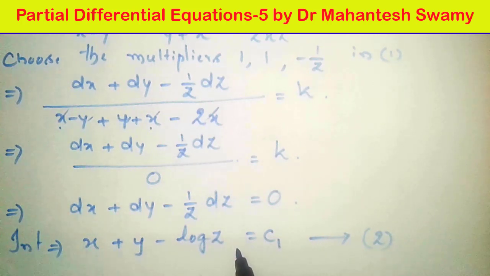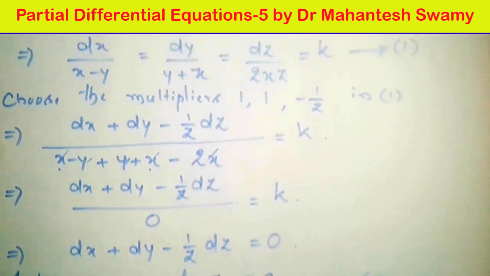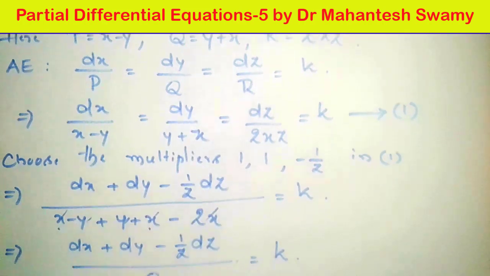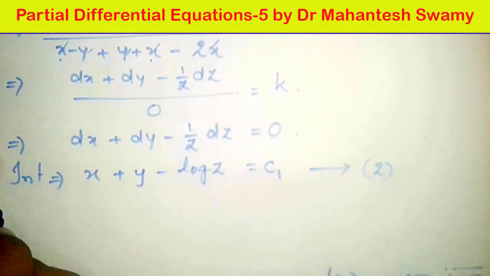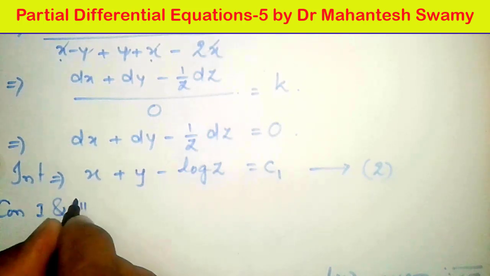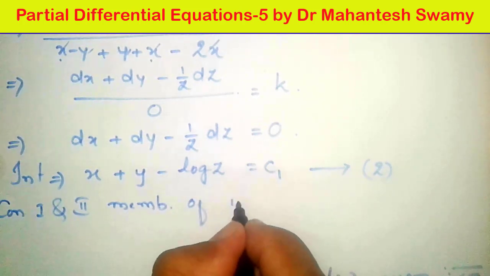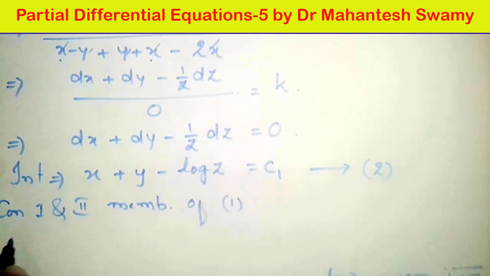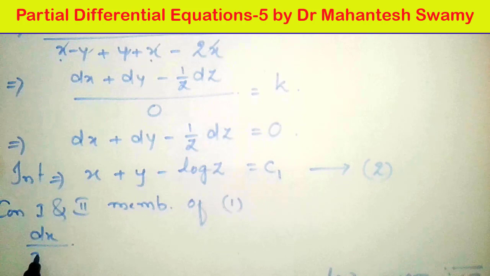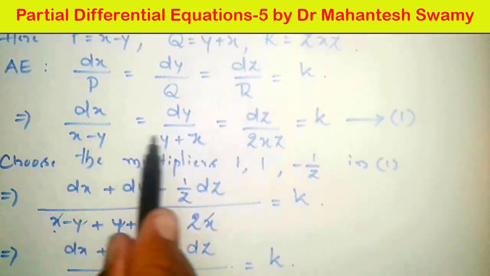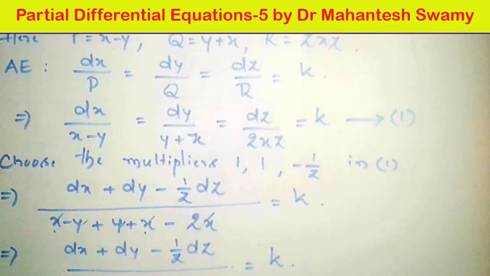Now in order to obtain the second part of the solution, we shall consider the first and second members of equation 1, that is the auxiliary equations. What are those terms? dx by x minus y equals dy by y plus x. So please see here, these are the auxiliary equations from which we have considered the first two members.